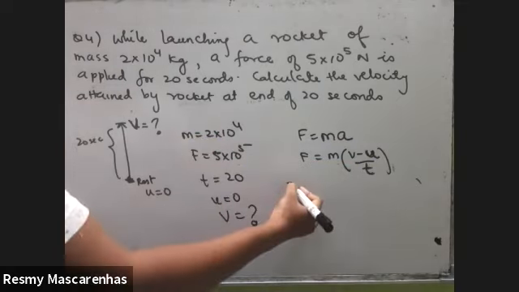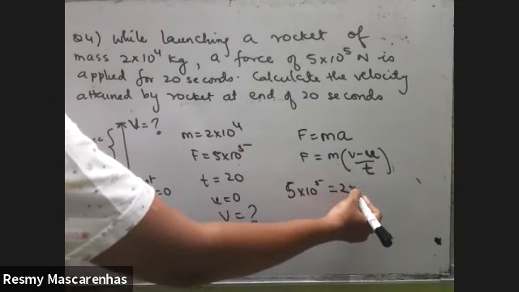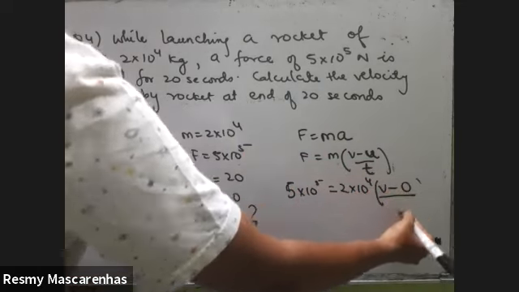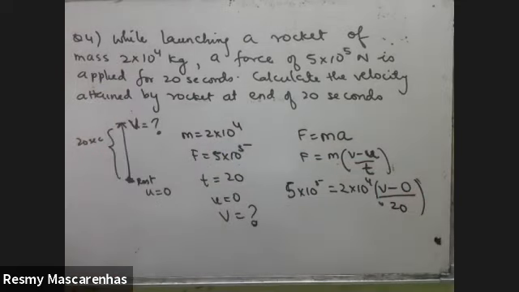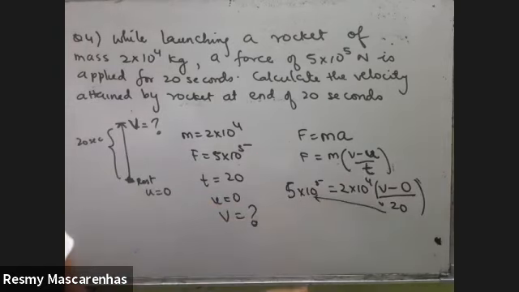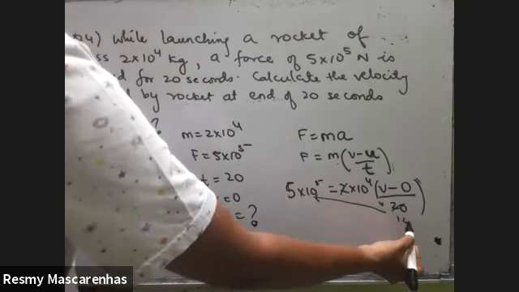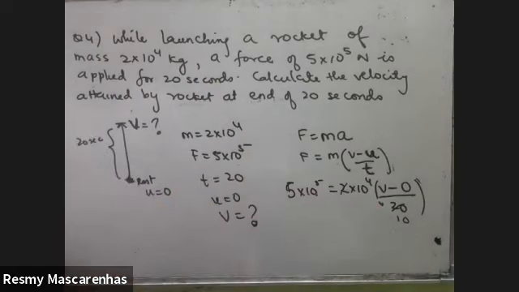F is how much? 5 into 10 raised to 5. m is how much? 10 raised to 4. v we don't know. u is 0. Time is how much? 20. Now, the denominator, you can cross multiply and take it up. I can calculate here also. This will give you 10. No need to take it up, directly you can calculate.